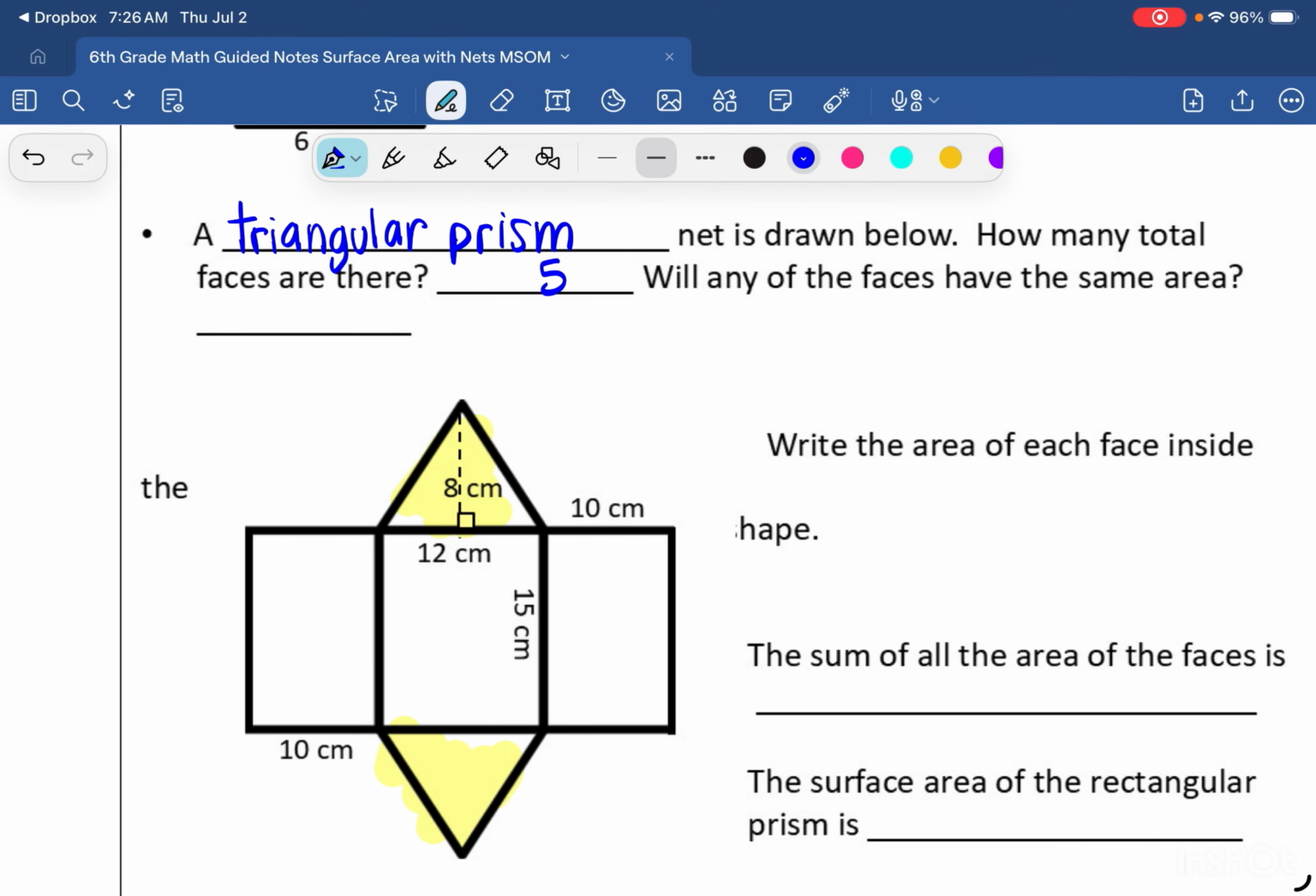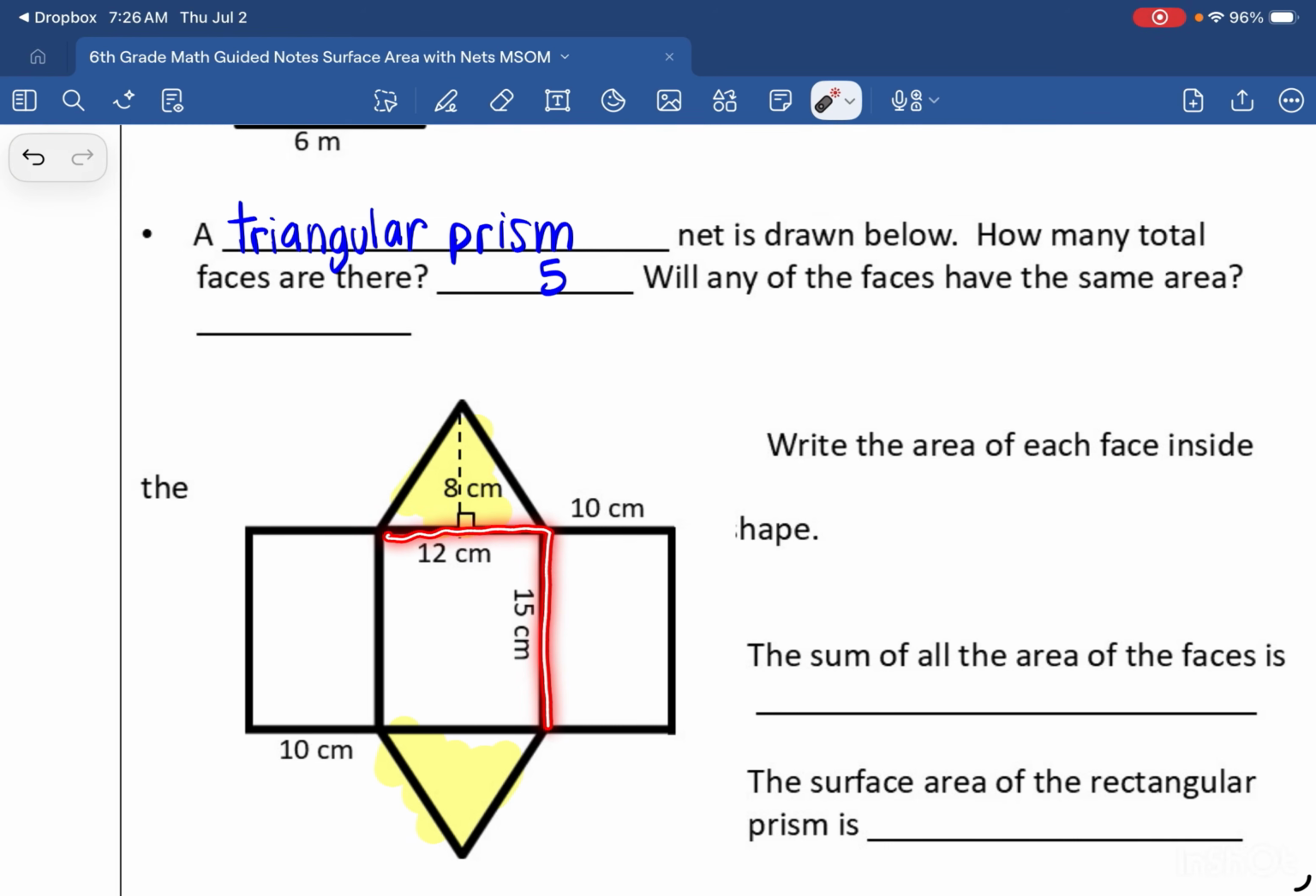Will any of the faces have the same area? We already know the triangles have the same area. What about the rectangular areas? This area right here is going to be 12 times 15.